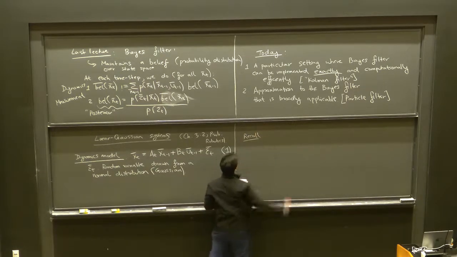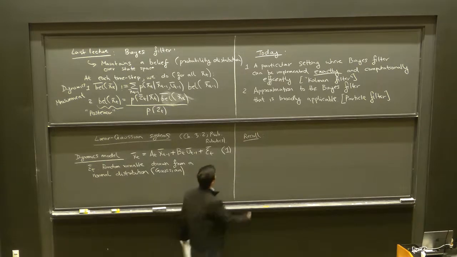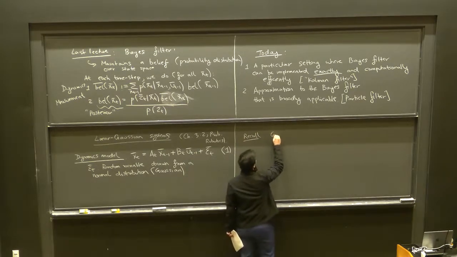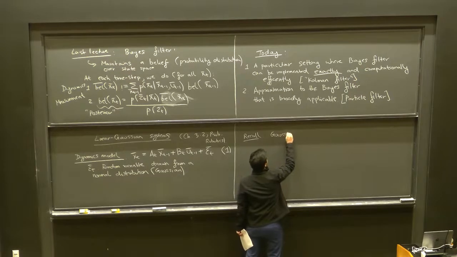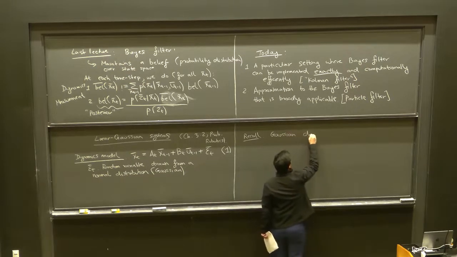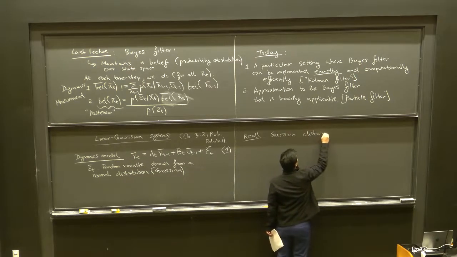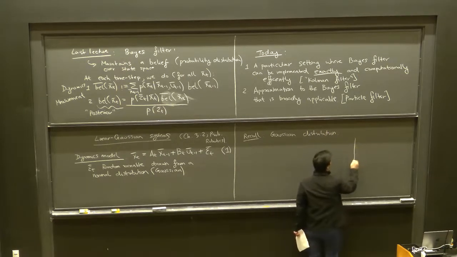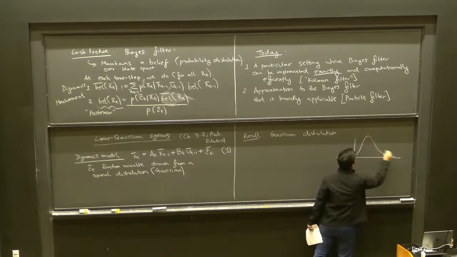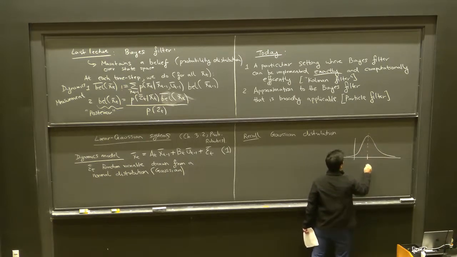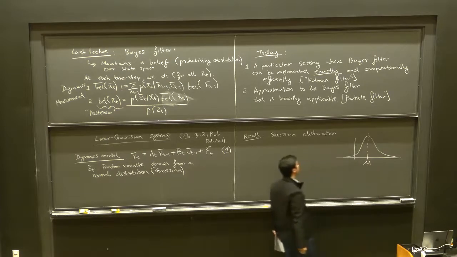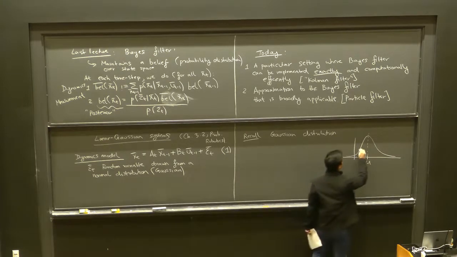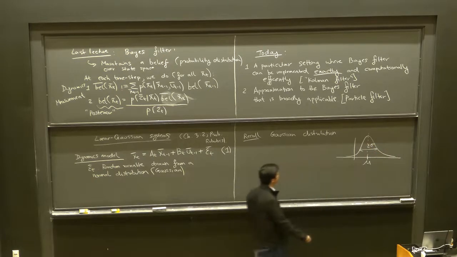So I guess just to quickly recall, hopefully this is something you've seen before, but just a reminder, a Gaussian distribution in the univariate case looks something like this. So it's a bell curve, and it has some mean mu and some standard deviation, so plus minus sigma. So that's the univariate case.